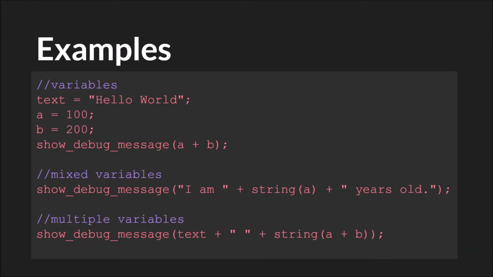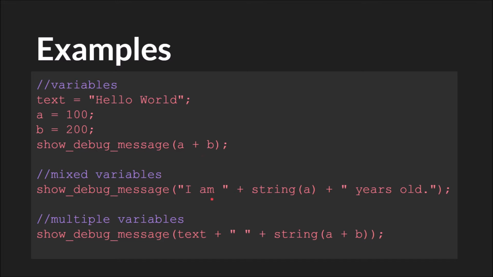So over here, we've got three variables: text, which equals hello world, A equals 100, B equals 200. This is an example of several variables being used, but all of these variables evaluating to one thing. In this case, the number 300. 100 plus 200 equals 300. showDebugMessage will convert 300 into a string and print it to the output window.